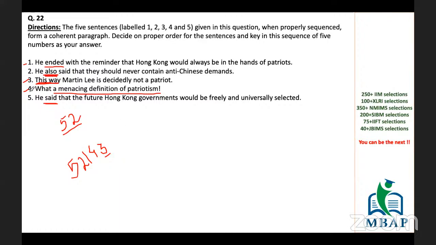We decided that fourth and third makes a pair because we draw a conclusion here. We showed a scenario on what basis we are deciding that Martin Lee is not a patriot. Obviously, true. So this way we can say, what a menacing definition of patriotism. It means we are bringing up a surprising element.